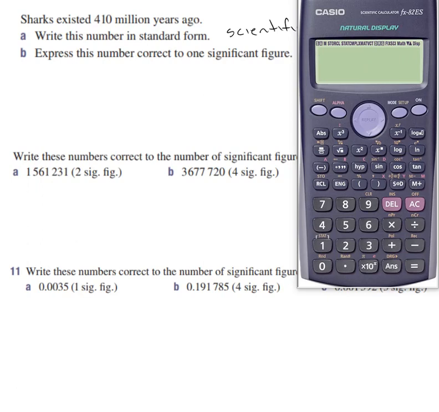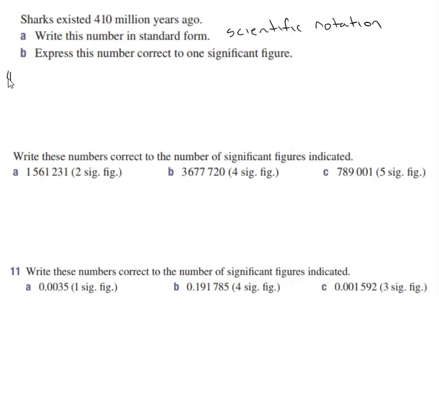Now it says sharks existed 410 million years ago. Write this number in standard form. Well, we can write that by saying 410 million, so it's 410, and we're going to now write down 6 zeros to be in the millions. So that's the number 410 million, which is fine.